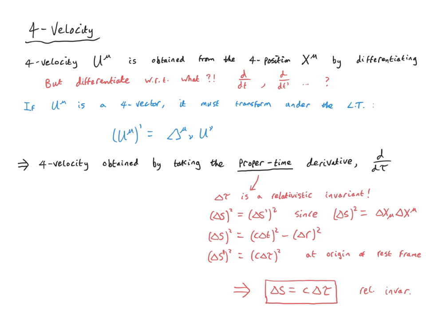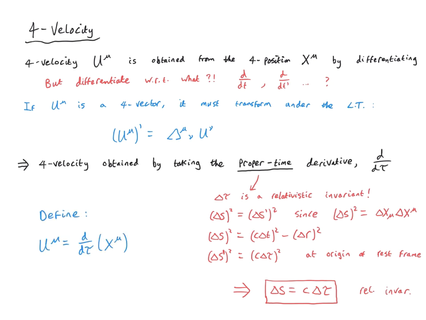What this means is that when I take the Lorentz transformation of delta s, or equivalently now delta tau, I get the same result. This implies that if I take the proper time derivative of the 4 position, this will again be something that transforms like a 4 vector. Why? Because the 4 position is a 4 vector, and we're taking the time derivative, the proper time derivative, which is invariant to the Lorentz transformation.